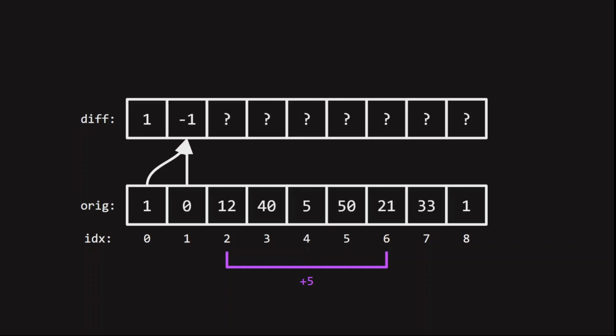The first element of a difference array is the same as the first element of the original array. Every element after the first one in a difference array represents the difference between the current element and the previous element. Now that we have our difference array, we can simply add 5 to index 2, then subtract 5 from index 7. And then we process our array by looping through the array and adding the previous element to the current element. And that leaves us with our final answer.